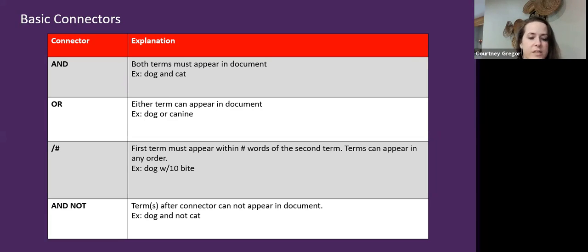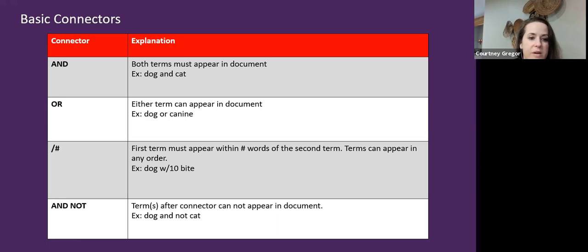The third one down is the / number, and this number could be any number you can think of. And what that's going to do is ensure that your terms are mentioned within that many terms of each other. So in this case, we have dog with intent of bite as the example. That's going to make sure that they're not just in the document somewhere, but they're closely related. You're bringing them back together. You're tying their proximity a little bit closer. So within 10 terms of each other.